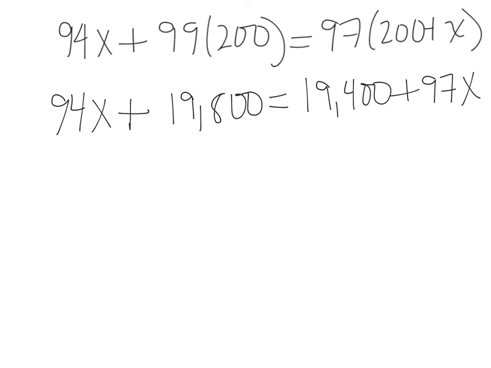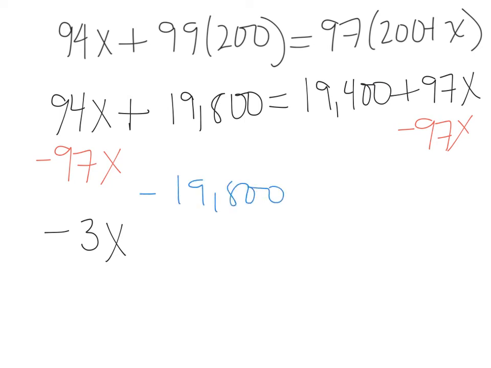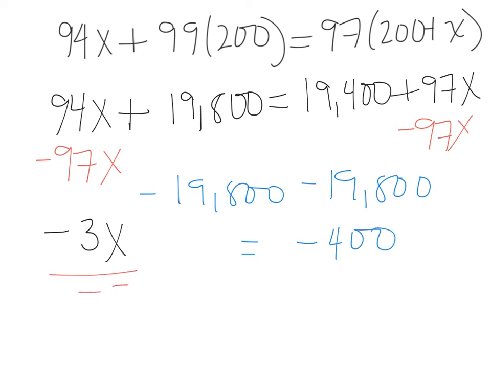And now let's do some cleaning up. Let's go ahead and move the 97x to the left, because we've stayed pretty consistent in moving that direction. I don't want to confuse you. We do get a negative. That's okay, because I'm going to end up getting a negative when I subtract this 19,800 and move that to the right. So over here, we end up with negative 400. When we divide both sides by negative 3, I'm good because a negative divided by a negative becomes a positive. So x is 400/3.